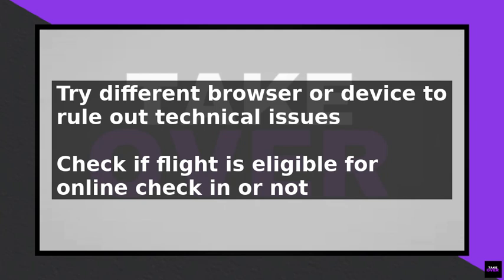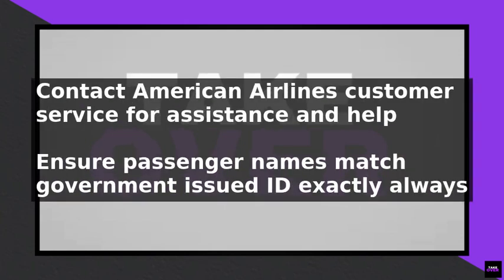If none of these steps resolve the issue, contact American Airlines customer service directly for assistance. They can help you troubleshoot the problem or complete the check-in process over the phone. It is also a good idea to arrive at the airport early to allow time for any potential issues during the check-in process.